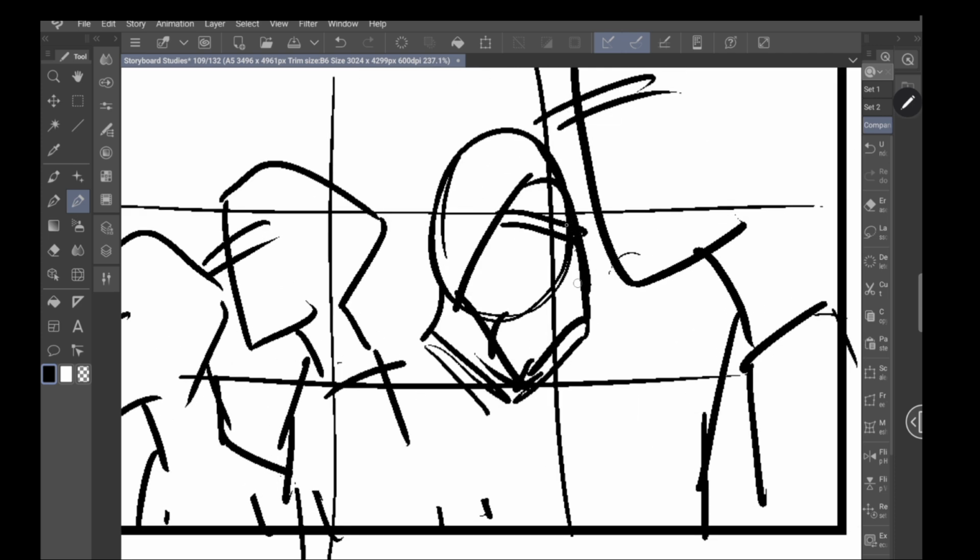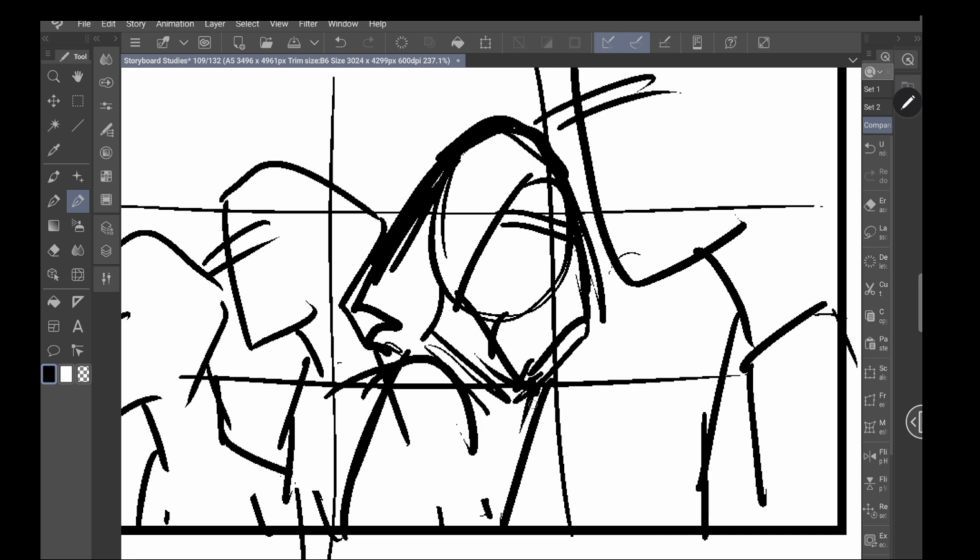You might want to change specifically how they look compared to everyone else. Since everyone else is pretty average, this guy will have his hood up and things like that, and that will help them stand out a lot more too.